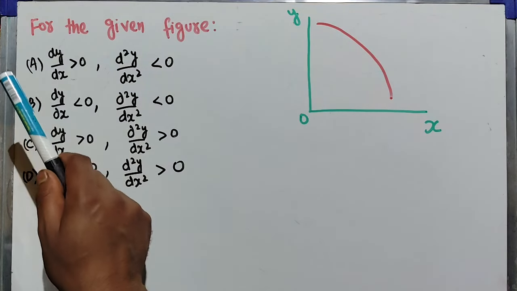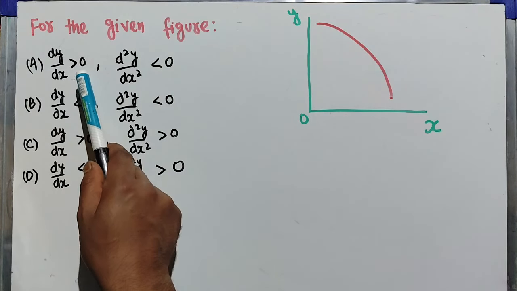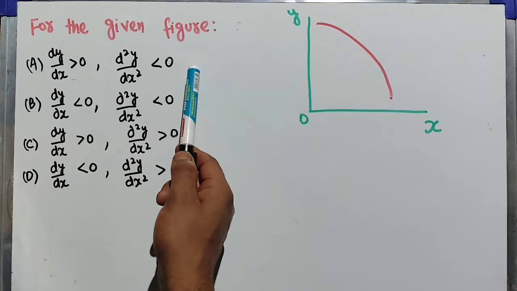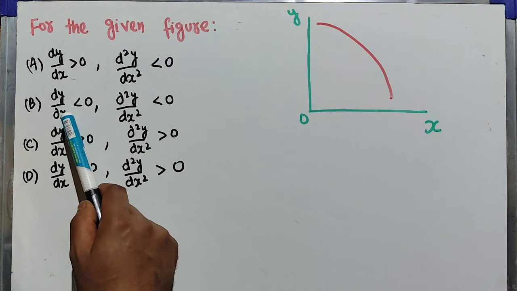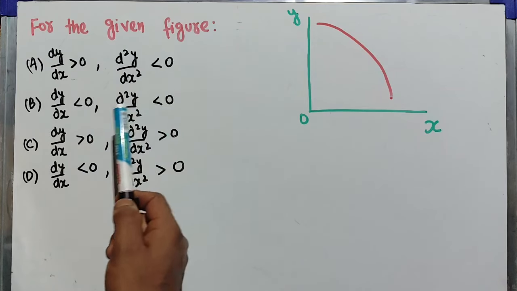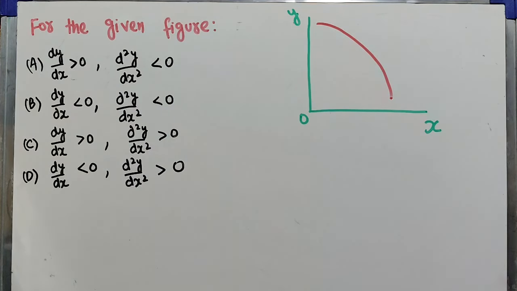We are being given the first derivative is greater than 0 and second derivative less than 0. This is option first. Similarly, second option is first derivative is less than 0, second derivative is less than 0. And similarly, we are being given all the options. We need to find out the correct option here, okay? So let us first discuss what exactly is meant by the first derivative and second derivative.